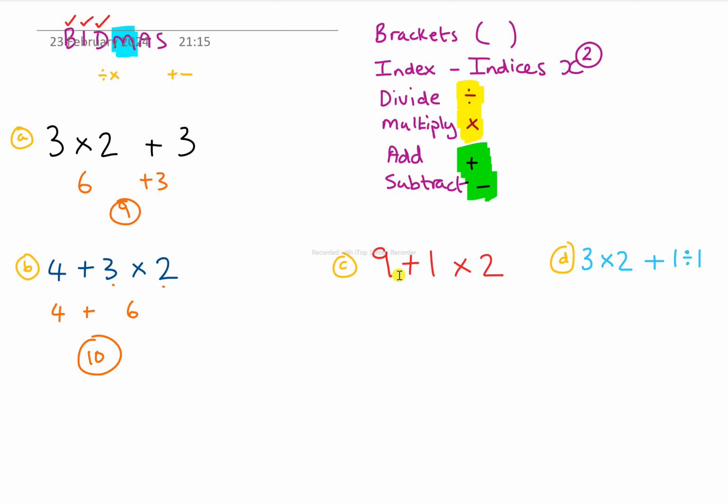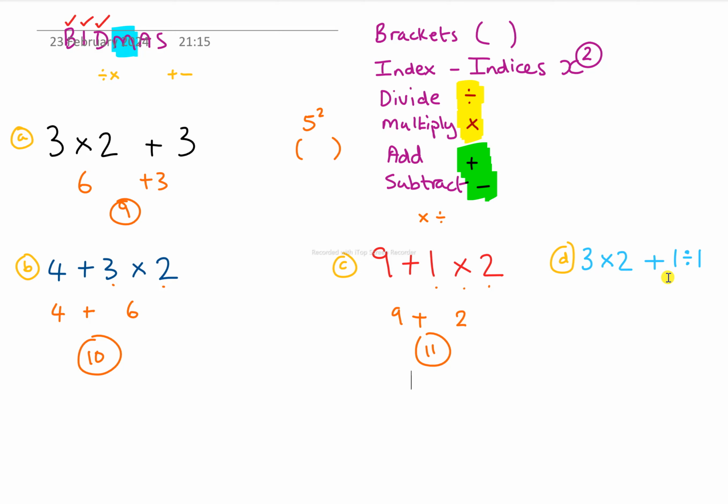Alright, moving on to C. I run along here. Remember what I said, I look for times and divide first, because in these questions you're going to very rarely get index or indices or brackets. You will do, but not a lot. So just look out for these first. I see 1 times 2, which is 2, and then 9 plus 2, which is 11.